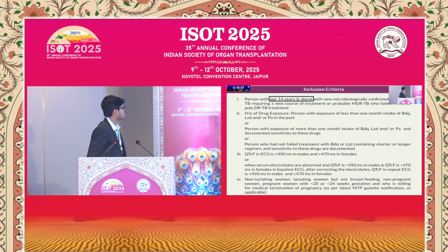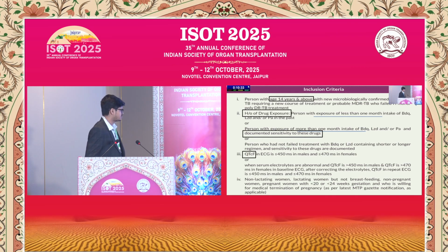As we all know, at 14 years and above, we can give the BPaLM regimen. For less than 14 years, we don't have data for bedaquiline, so we are not currently using it. The other thing is history of drug exposure. Patients should have been exposed to bedaquiline, linezolid, pretomanid for less than 1 month. If the patient is exposed for more than 1 month, then we have to check for drug sensitivity prior to starting the regimen.